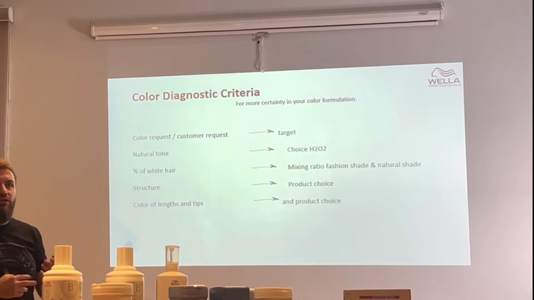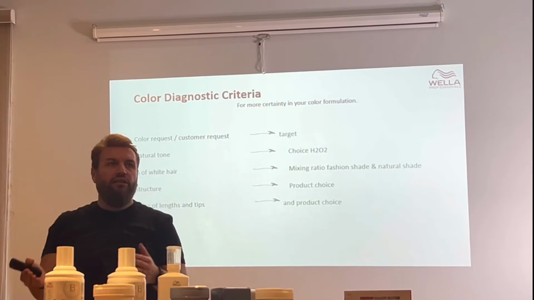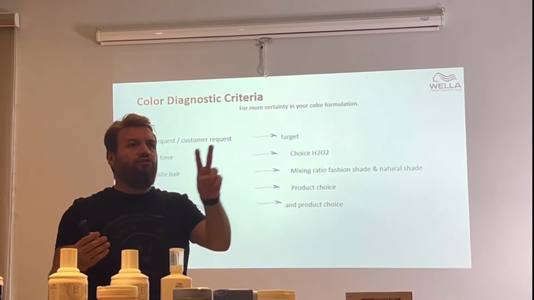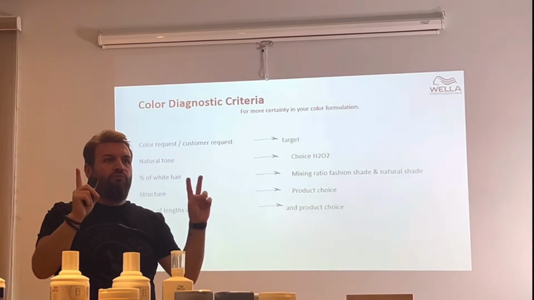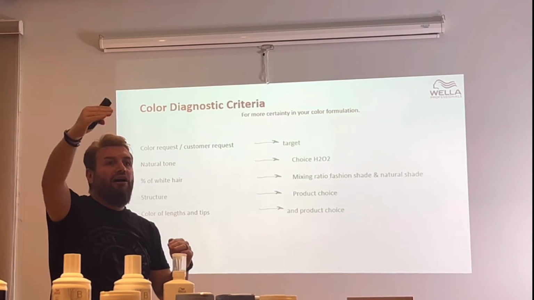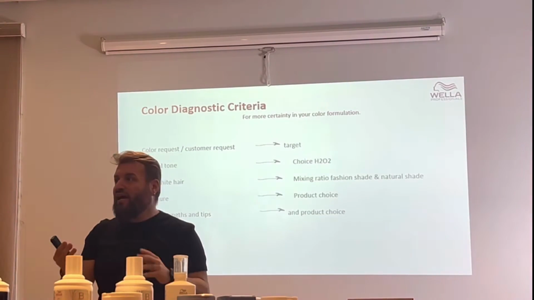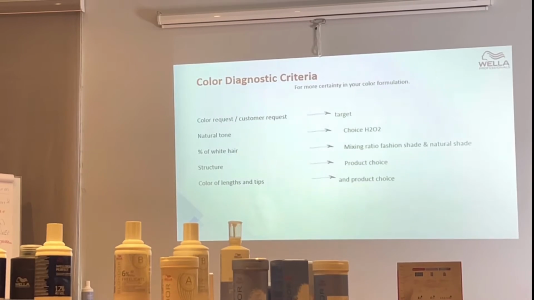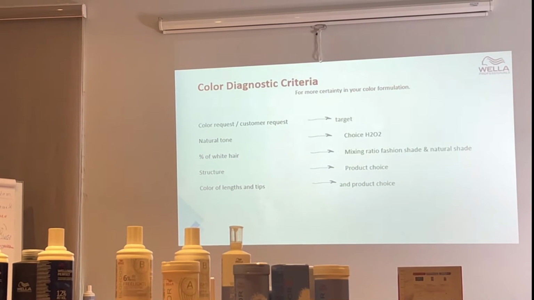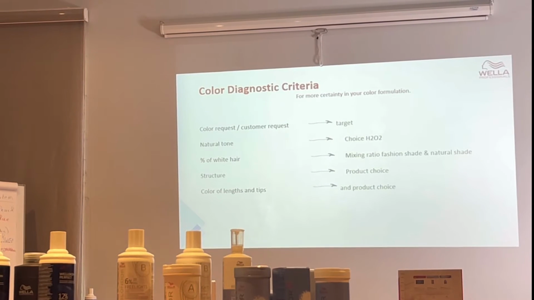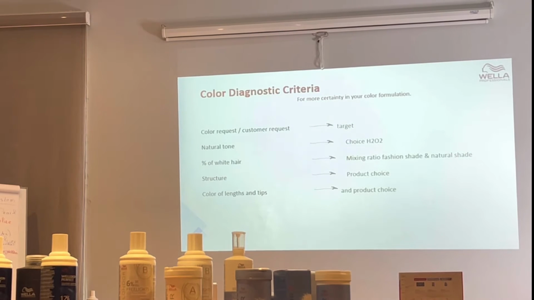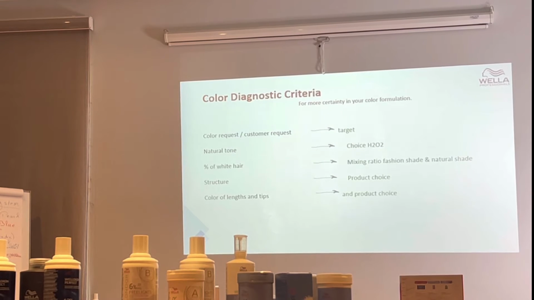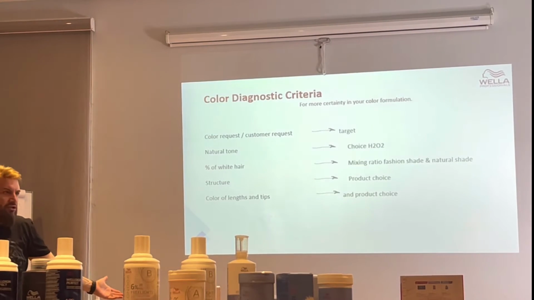It's very important. For example, if you have 30 to 50% gray hair, it is okay to mix 2 parts of the fashion shades and 1 part of the natural shade. But if you have above 50% white hair, you have to mix 1 part natural shade, 1 part fashion shades. Color of length and tips and product choice. Sometimes you need to apply different color on the mid-lengths and ends. Where there is white hair, you need to mix it with the natural shades. At the ends, you don't need to mix it with natural shades.